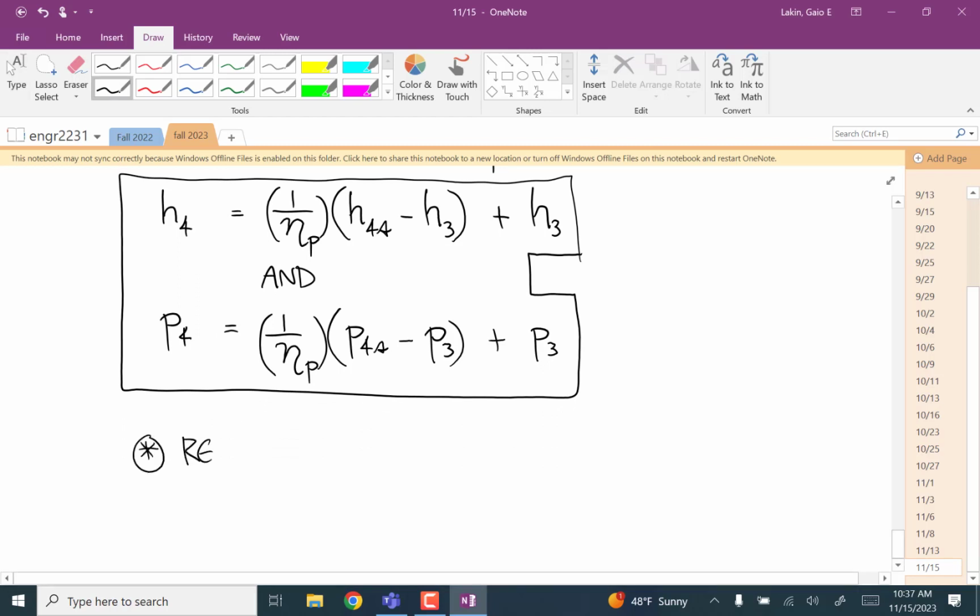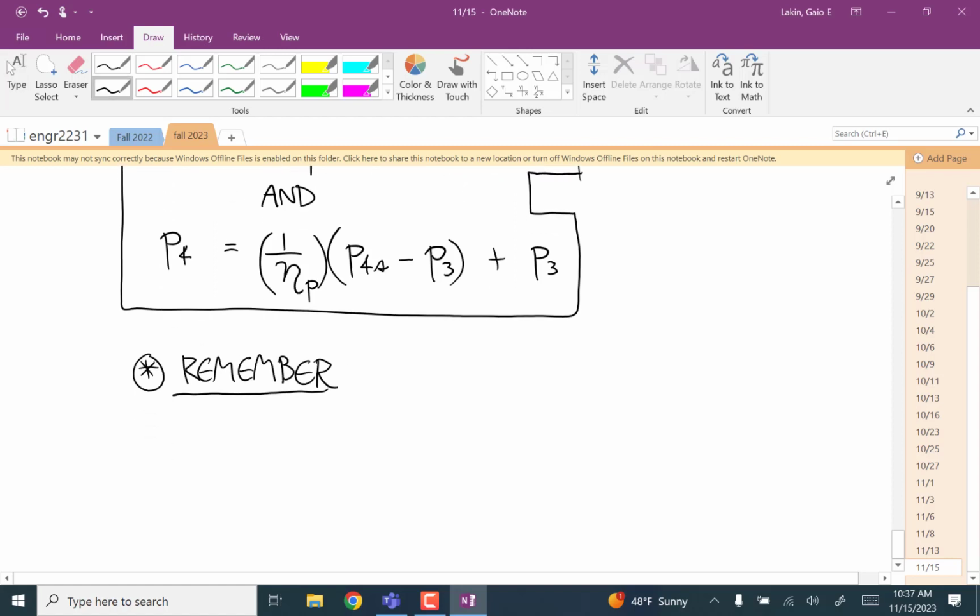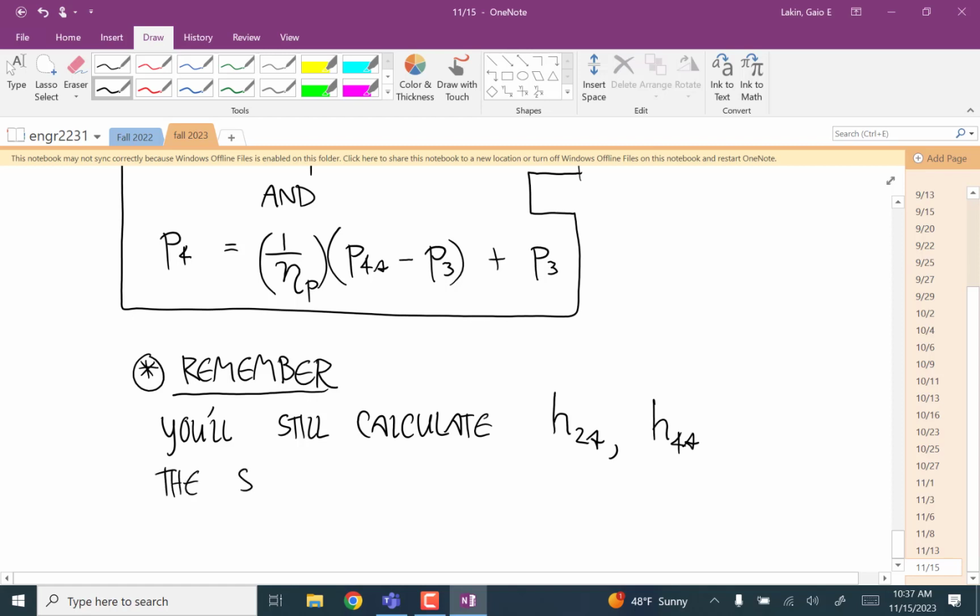Remember, you'll still calculate H2S and H4S the same way you did before. You know, when I say before, I mean like for the ideal cycle.